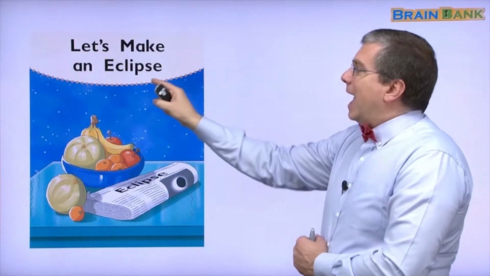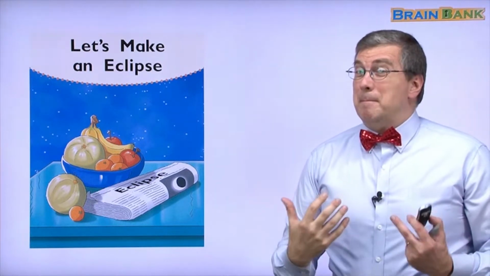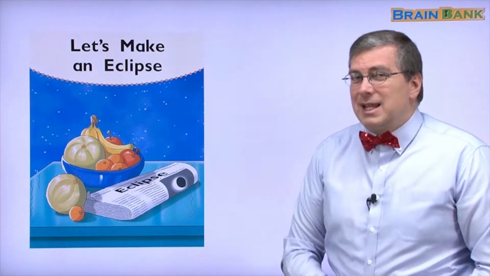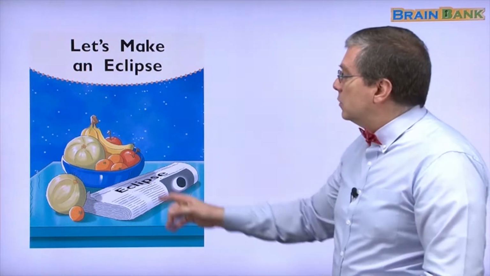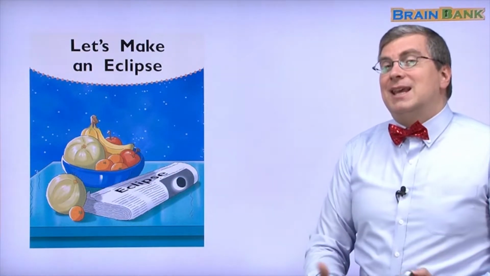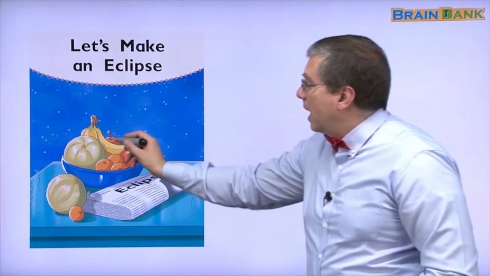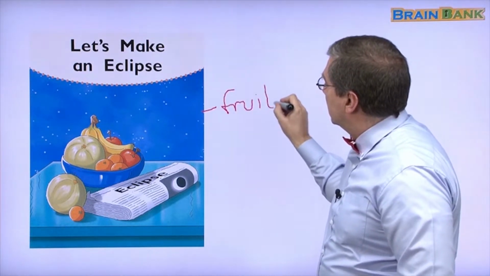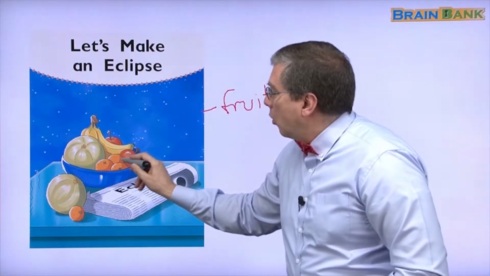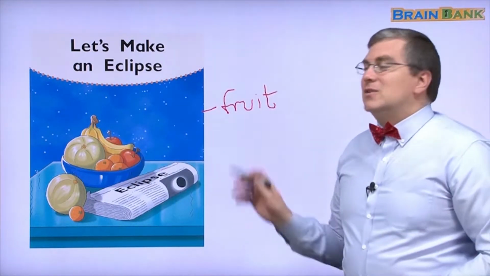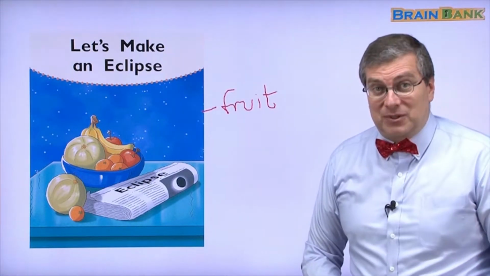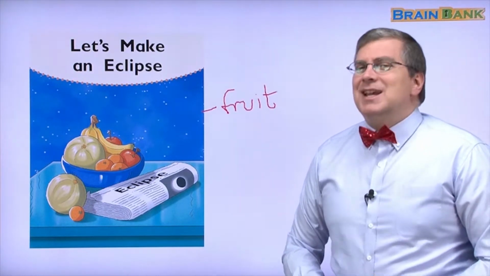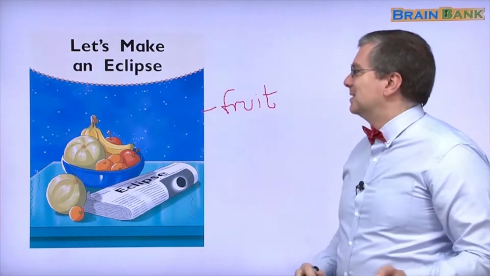Let's make an eclipse. Can you make an eclipse? Can you make one? Yes. Using fruit, we can make an eclipse. Fruit, again, is fruit. Like banana, orange, melon. We can use that to make an eclipse. Don't eat it. Use it to make an eclipse.